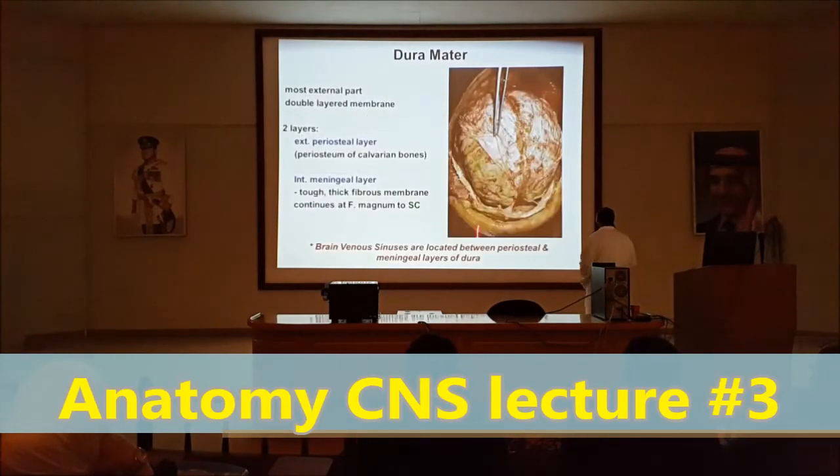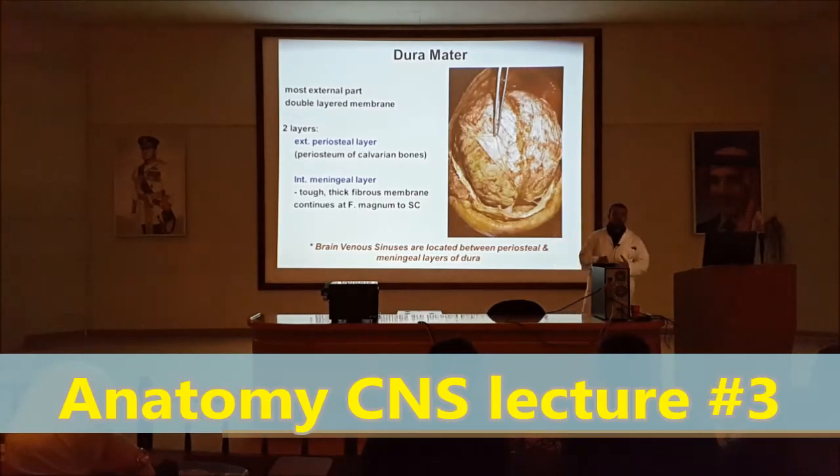So, back again, when we speak about the dura, remember it has an external layer made up of the periosteum of the bone and an internal meningeal layer. This is the main one, the internal meningeal layer. Remember this. The internal meningeal layer is a tough, thick, fibrous membrane, which usually continues at the level of foramen magnum to go into the spinal cord.